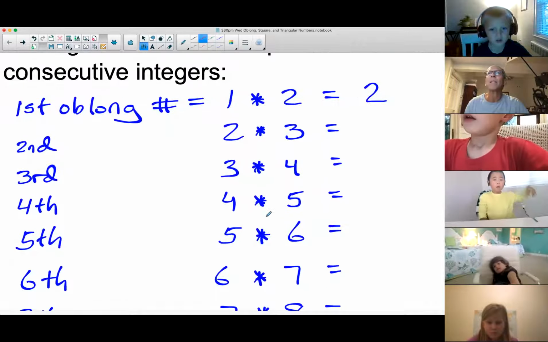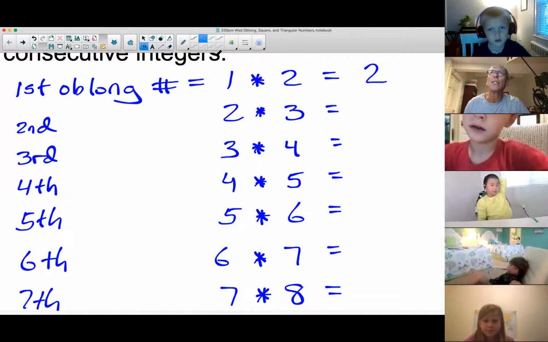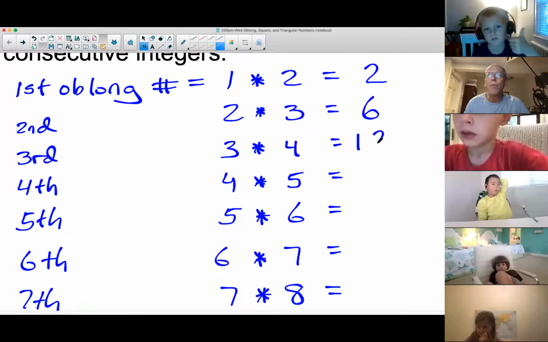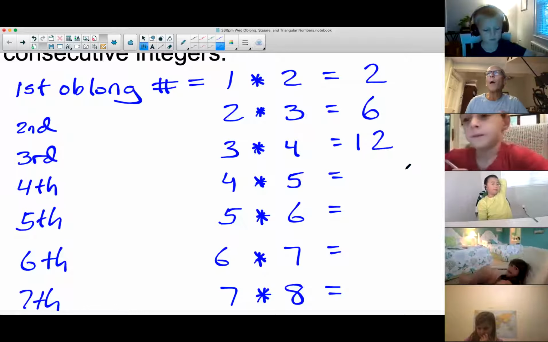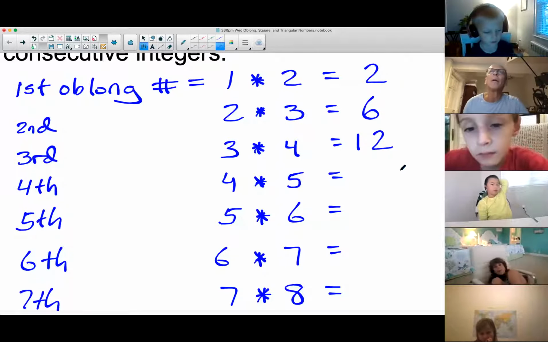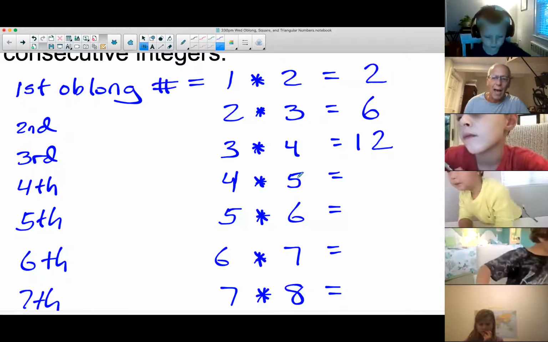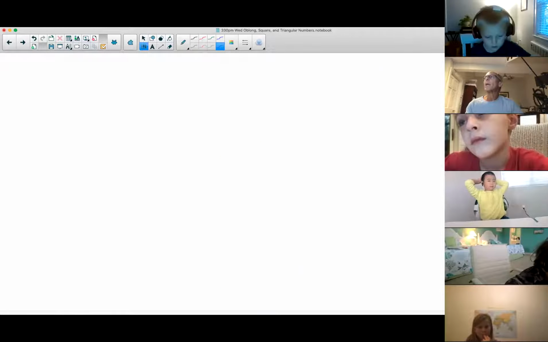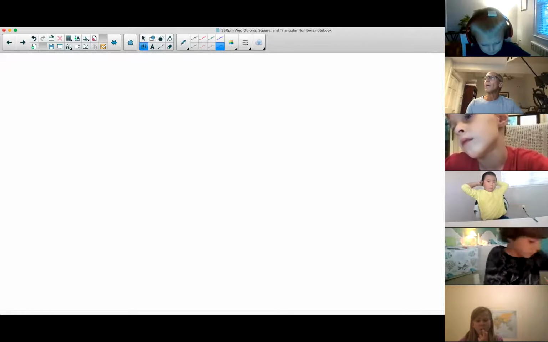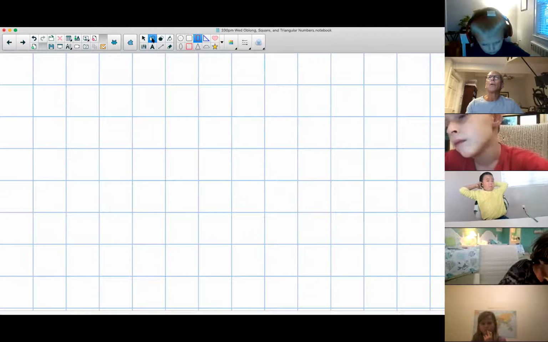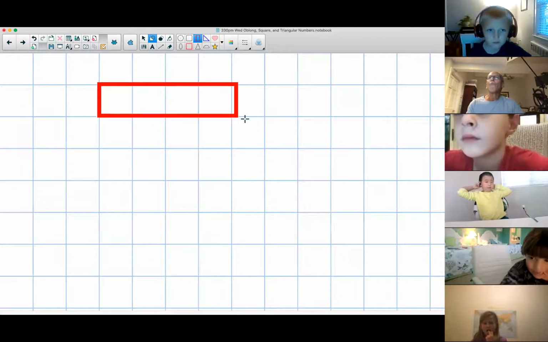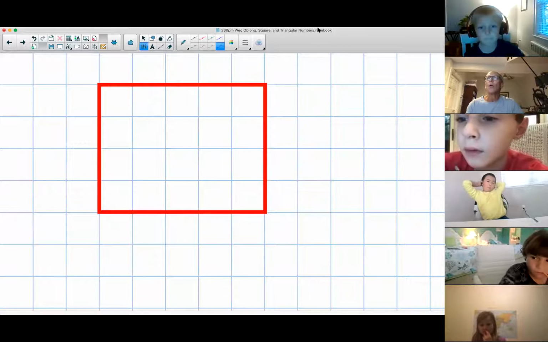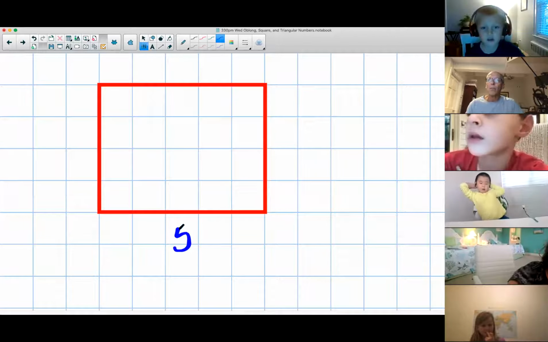Now, let's write them down. The first oblong number is 2. The next one was 6. Then we got 12. Now, I wonder what would happen if you looked at 4 times 5. Could you count, guys, 4 times 5? Or the other thing I could do is create a grid. So I could do a 4 by 5 rectangle, which is called an oblong rectangle.